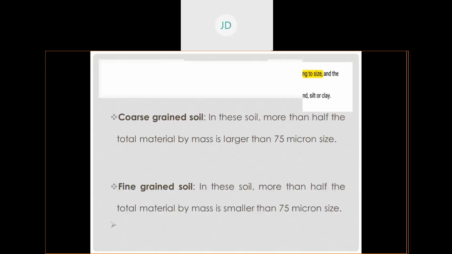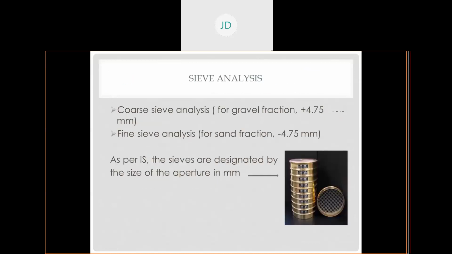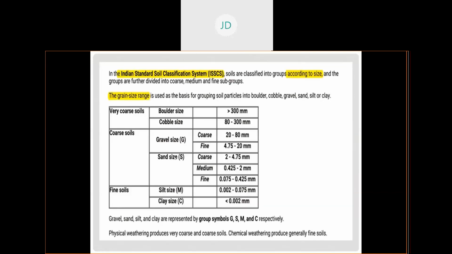It's a very simple definition. So that means coarse sieve analysis is done for the gravel fraction, that is, higher than 4.75 millimeter, and fine sieve analysis is done for the sand fraction, that is, lesser than 4.75, but up to 0.075 millimeter. That means sand ranges from 4.75 to 0.075 millimeter. So if you go for fine sieve analysis, you are studying sand, and if you go for coarse sieve analysis, then you are studying gravel.